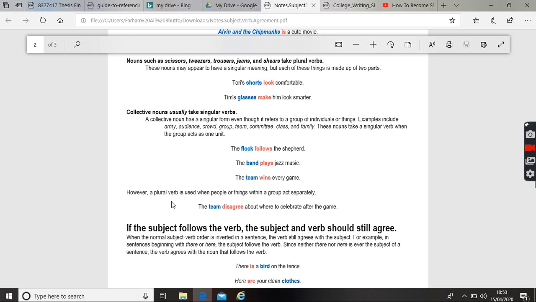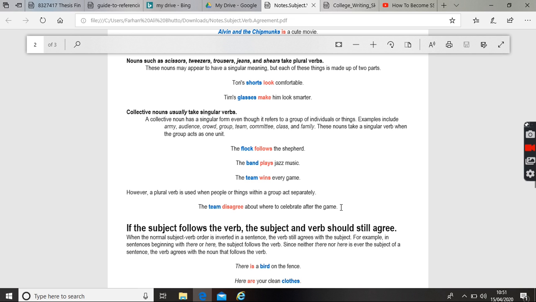However, a plural verb is used when people or things within a group act separately. So if you are talking about a collective noun and you don't mean the whole thing as one unit, you're talking about different individuals in that collective noun, then this noun will follow a plural verb, not a singular verb. So when you say the team disagree about where to celebrate after the game, here the team is not one unit, you're talking about different people in the team. The committee have divided in their opinion. You cannot say the committee has divided.